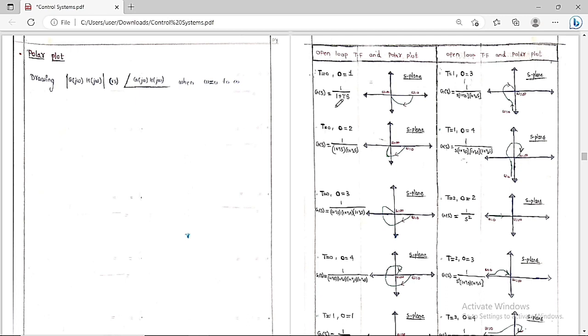So listen carefully. Suppose the open loop transfer function G(s)H(s), assume H(s) is equal to 1. Therefore G(s)H(s) is equal to 1 by 1 plus Ts. So this is the open loop transfer function which is 1 by 1 plus Ts.